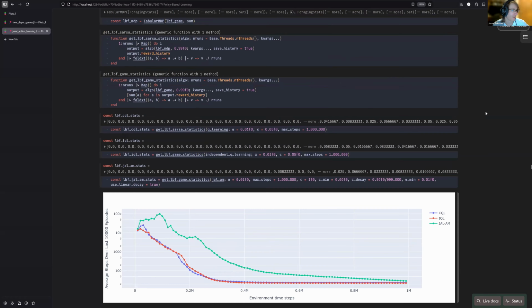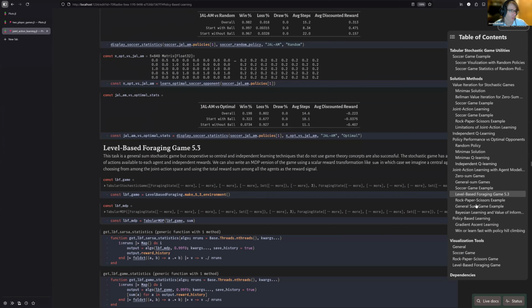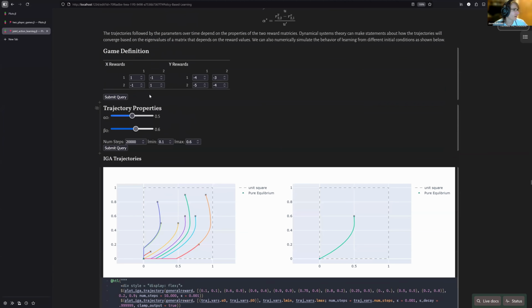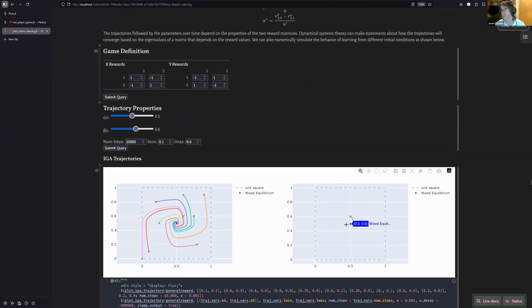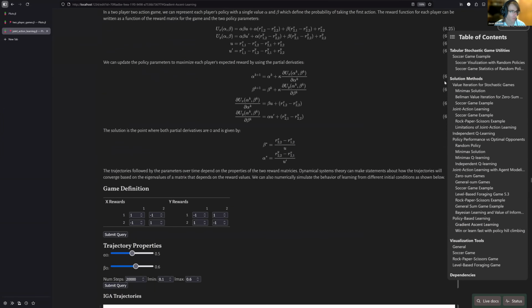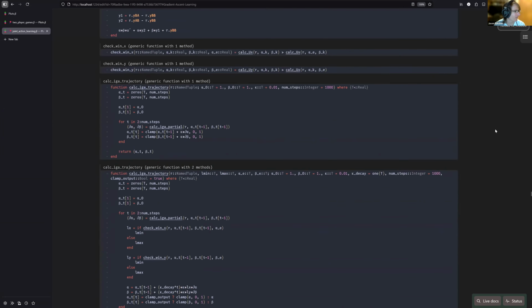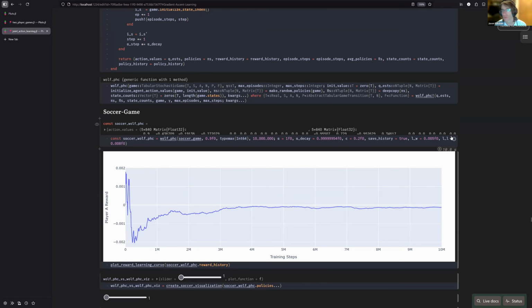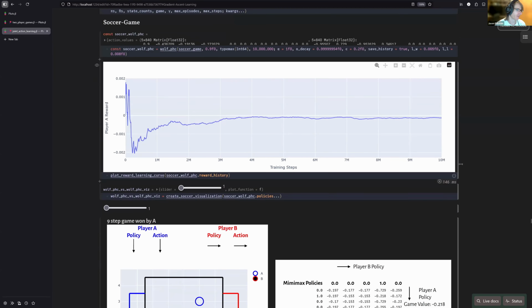Our goal, like the ideal trajectory we would have with this technique, is to have policy trajectories that look like what we had here, where we had the values spiraling in to the equilibrium point. And that is what we see with the rock, paper, scissors example. So it doesn't look quite as clean in my example. I also use this to train on the soccer game.